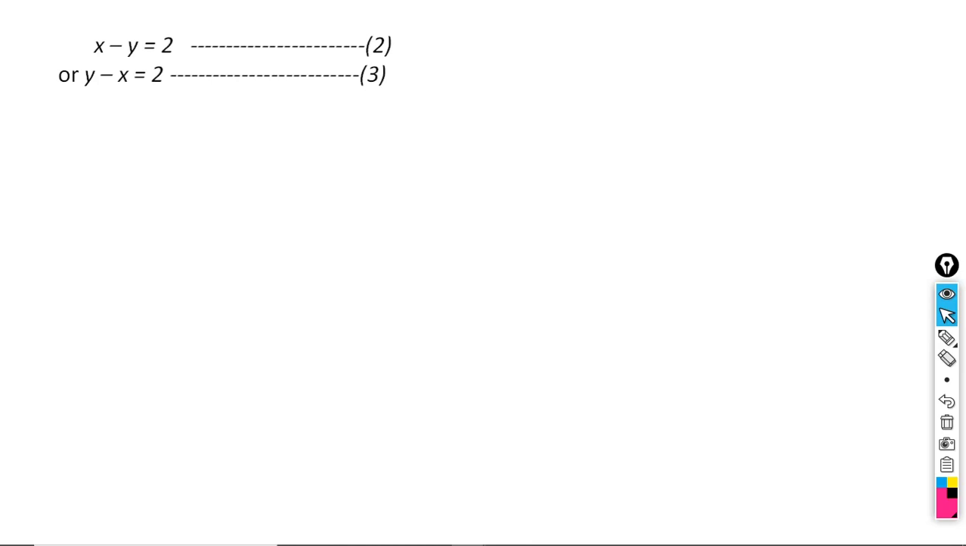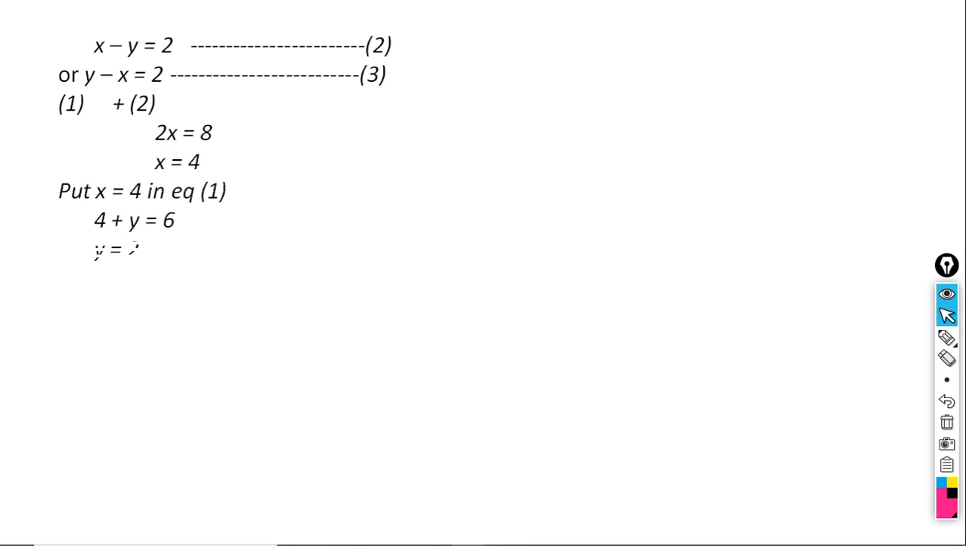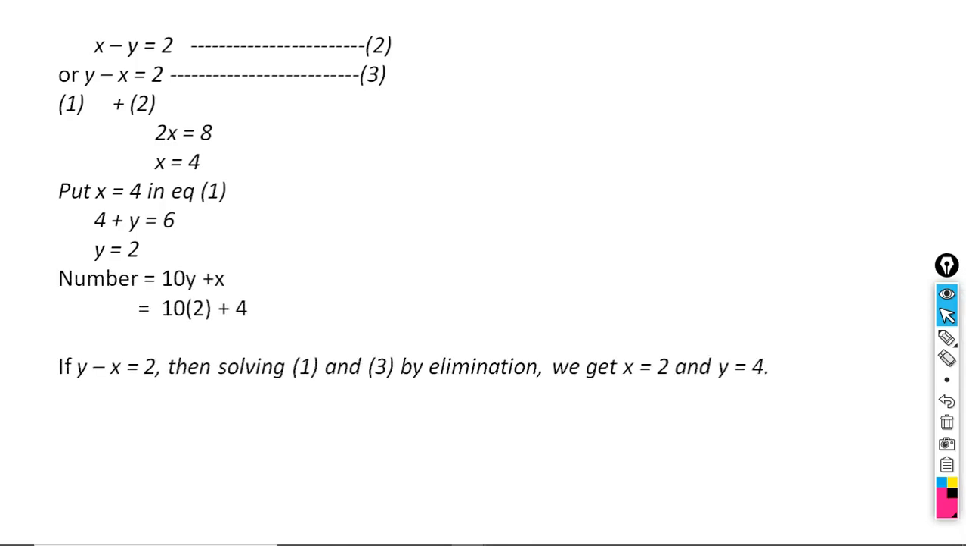First case, x minus y is 2. So first we solve 1 and 2. By solving 1 and 2, we get x is 4 and y is equal to 2, and the number will be 10 times y, 20, plus 4, we get the number 24.